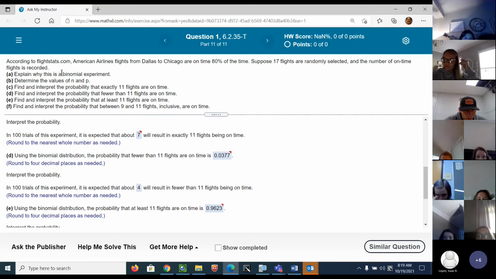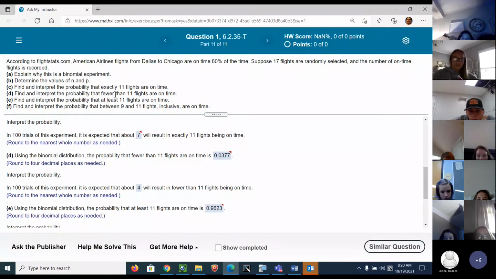Explain why this is a binomial experiment. Well, you've got a fixed number of flights. It's either going to be on time or not on time. So you have a binomial. Determine the value of N and P. We already did that. Find and interpret exactly. What does exactly mean? It means equal to. So X is equal to 11. Fewer than 11.